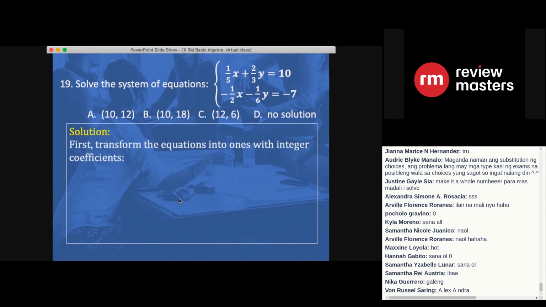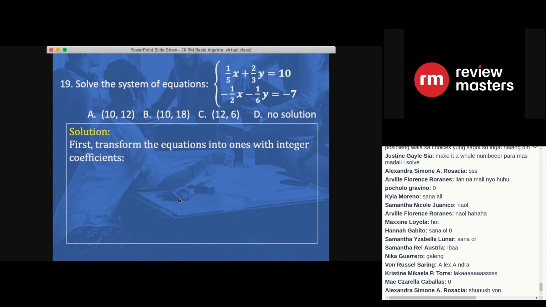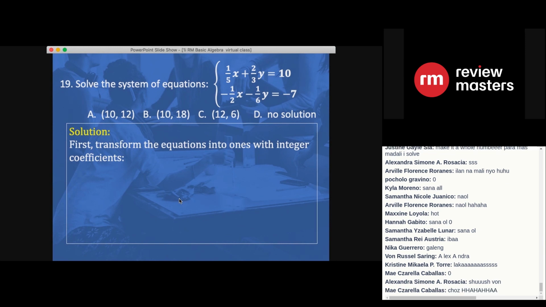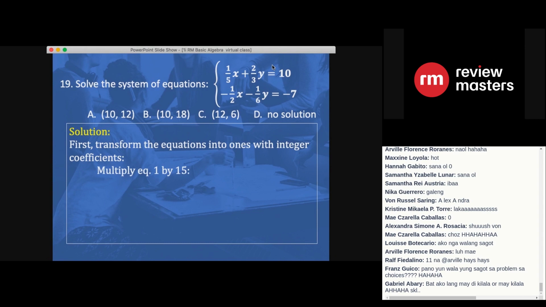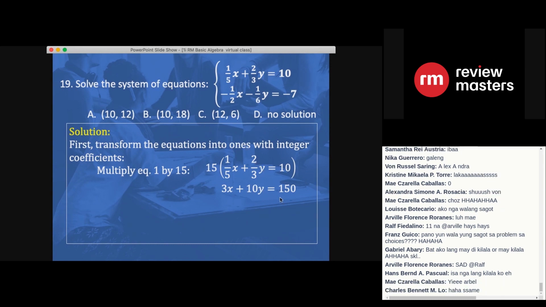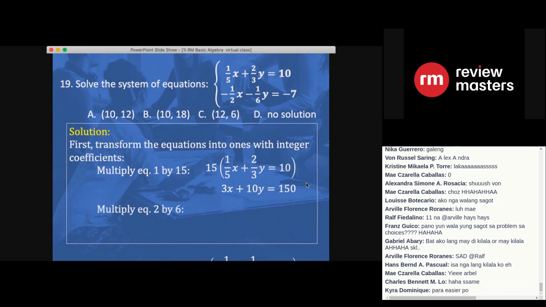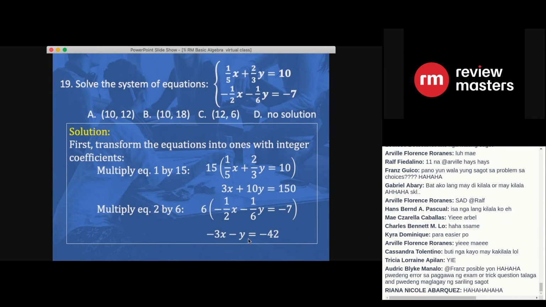Okay? So, first, transform the equations into ones with integer coefficients. Bakit? Unless very conversant o very used ka dun sa paggamit ng fractions, then by all means, pwede ka mag-fractions. But minsan, mas mahirap makipag-deal with fractions than whole numbers. So what do we do with that? Cases na ganito na puro fractions, hanapin mo saan mo sila pwedeng i-multiply lahat para sila ay maging whole number. Okay? So, equation number 1, pag multiply natin lahat by 15, magiging whole number na siya. And that will give us 3x plus 10y equals 150. Okay? So, second one naman, multiply everything by 6. And then you will have negative 3x minus y is equal to 42.